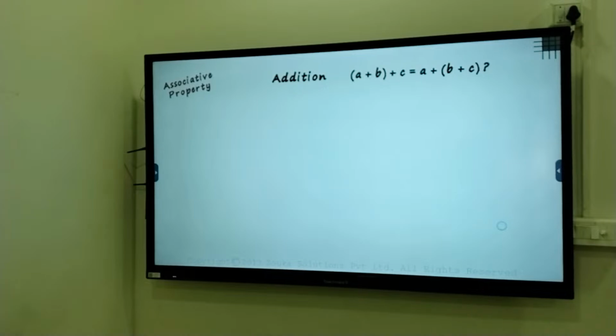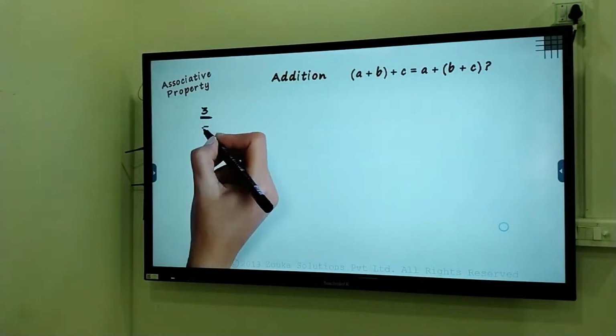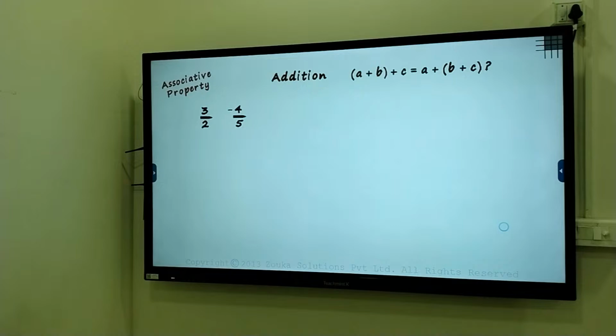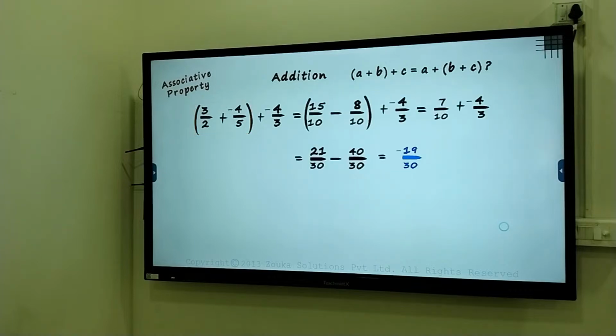We take three random rational numbers now. Say 3 divided by 2, minus 4 divided by 5, and minus 4 divided by 3. Let us put the brackets around the first two numbers and keep the third one as is. In mathematics, based on the order of operations, brackets have to be solved first. This is how the calculations will look like. To solve the brackets, we make the denominators of these two rational numbers 10. We get this value as 7 by 10.